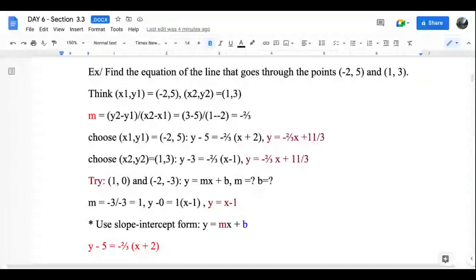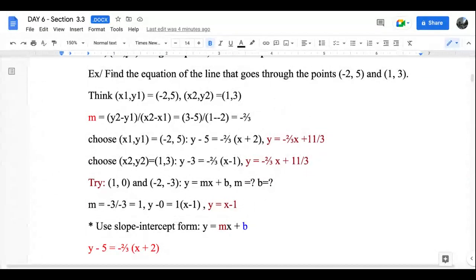Okay, let's see some examples. Let's say this example. We want to find the equation of the line going through these two points. The first point is (-2, 5), so x1 is -2, y1 is 5. And the second point is (1, 3). That means x2 is 1, y2 is 3.